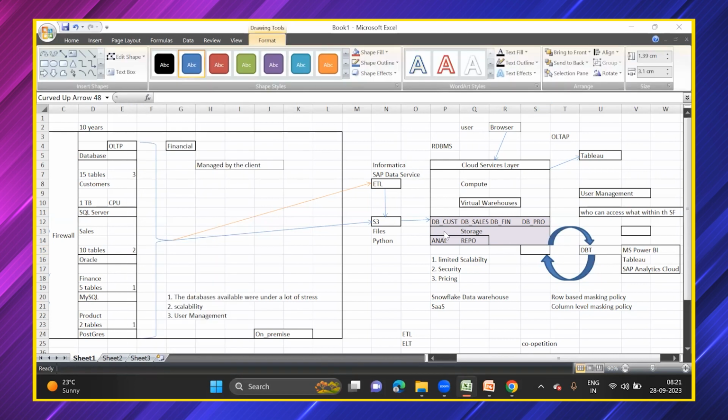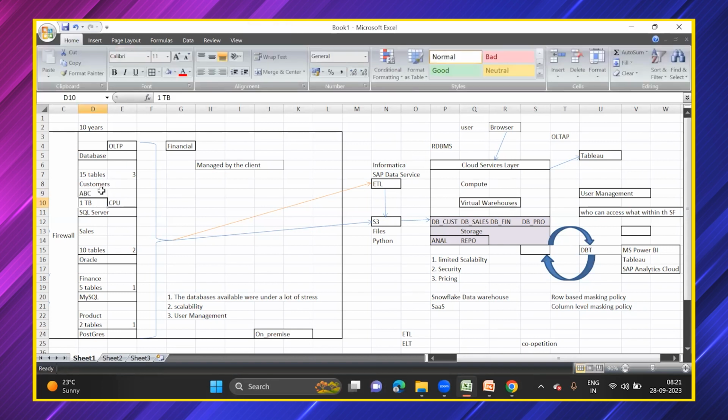Now the scenario to use DBT, which is an ELT tool. Let us say you have a table ABC over here, which you want to migrate to your Snowflake data warehouse. You will take the data extract from this table, place that extract as a file in the S3 bucket, and then import this table within your Snowflake data warehouse.